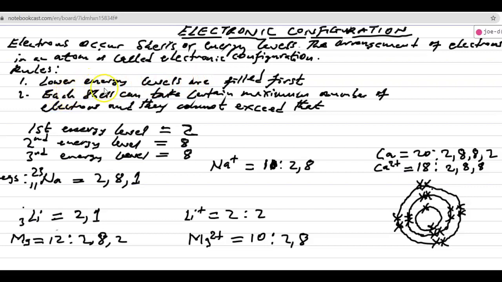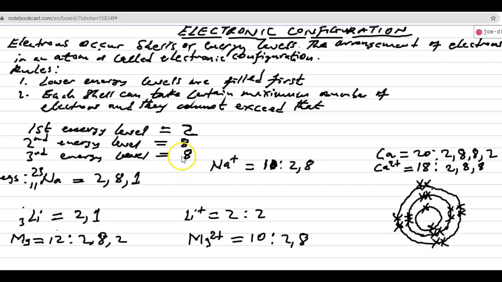The next rule is that each shell can take a certain maximum number of electrons, and they cannot exceed that. Every shell, whether the lower, the next, or the highest energy level, can take a certain maximum number of electrons. Let's look at the number each energy level can take. The first energy level can take 2, the second can take 8, and the third can also take 8. If there are any remaining, they go to the next energy level.